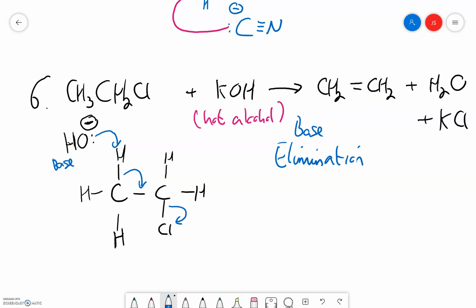And like I say, if it wasn't in hot ethanol, if the potassium hydroxide was in warm water, warm aqueous, you'd end up with nucleophilic substitution, which means the hydroxide ion would be acting as a nucleophile instead.